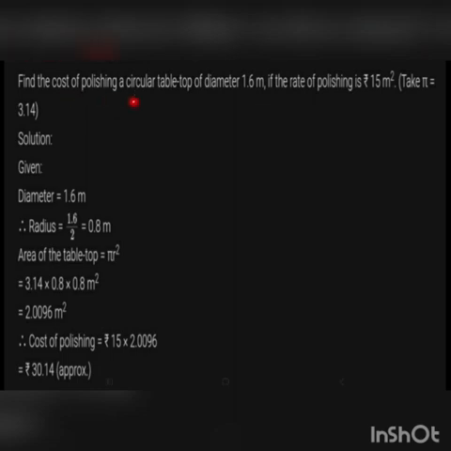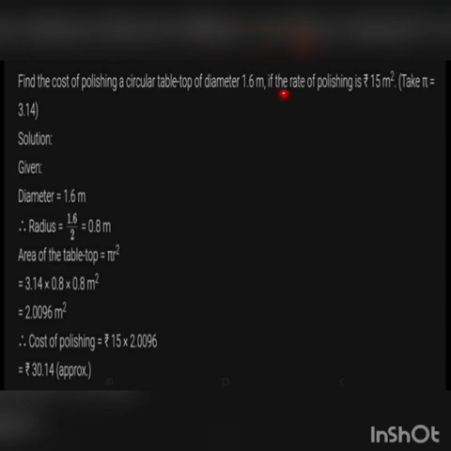Here, the cost of polishing a circular tabletop means we have to cover the entire tabletop, not only the edges but the full top, isn't it? So we have to find the area. If they are asking for only the boundary distance, we have to find the circumference. Here, when polishing, we'll take the full area. So we have to find the area.